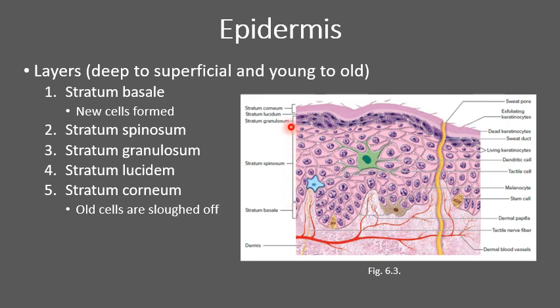Next, we have your stratum spinosum, which is the largest layer of the epidermis. Then we have the stratum granulosum, the stratum lucidum, and lastly the stratum corneum. And this is where dead skin cells are then shed. Your stratum corneum is specifically very thick on the palms of your hands and your feet. This is for protection.